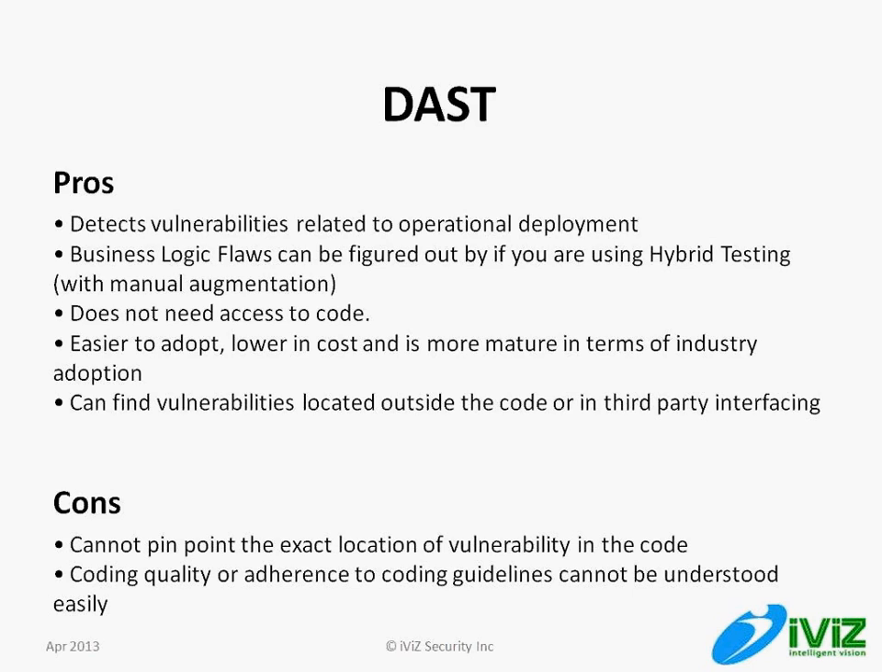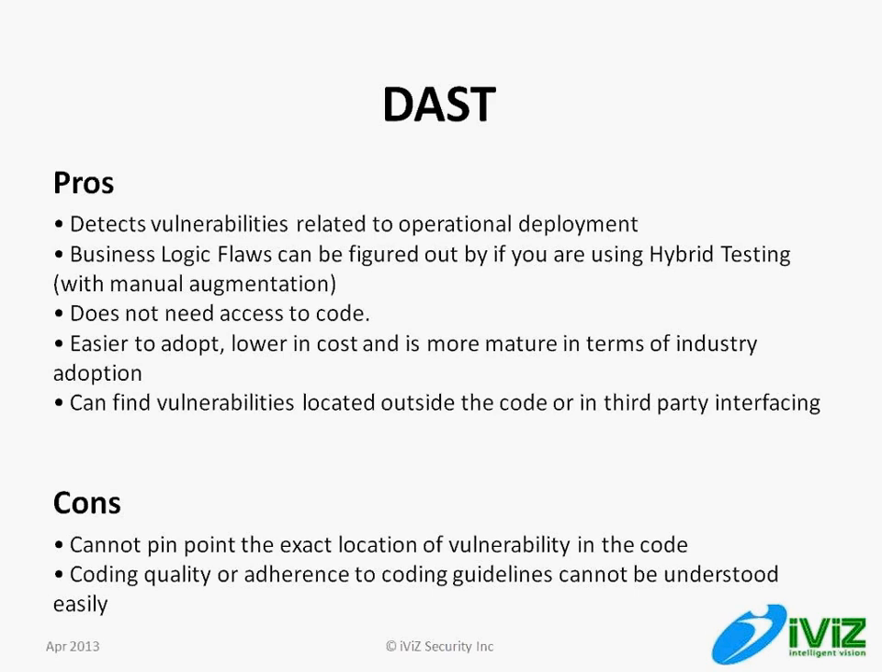It does not need any access to code, and that's the reason why DAST has been a lot more widely adopted globally, because it's a lot easier to adopt, and it's lower in cost, and it's more mature in terms of the industry adoption. And it can detect vulnerabilities outside the code or in the third-party interfacing. So in DAST, you can figure that out, whereas in SAST, you can't. So what's the disadvantage? The disadvantage is that it cannot pinpoint the exact location of the vulnerability in the code. And you will not be able to figure out whether your team has done a good job in terms of adherence to the coding guidelines, etc.